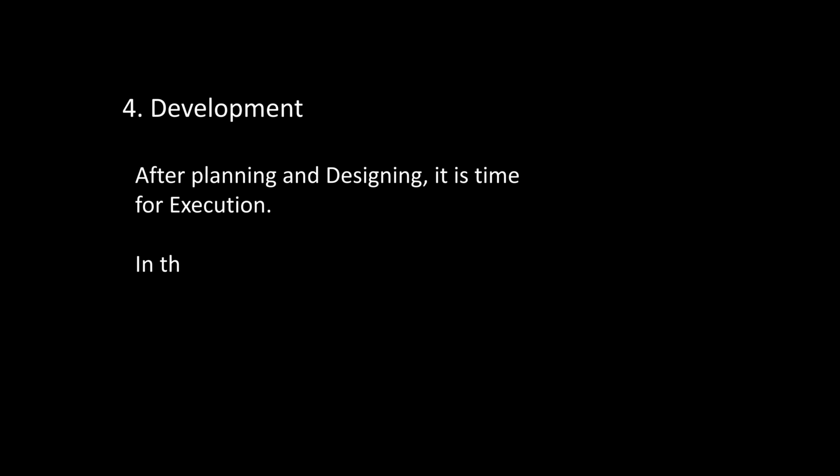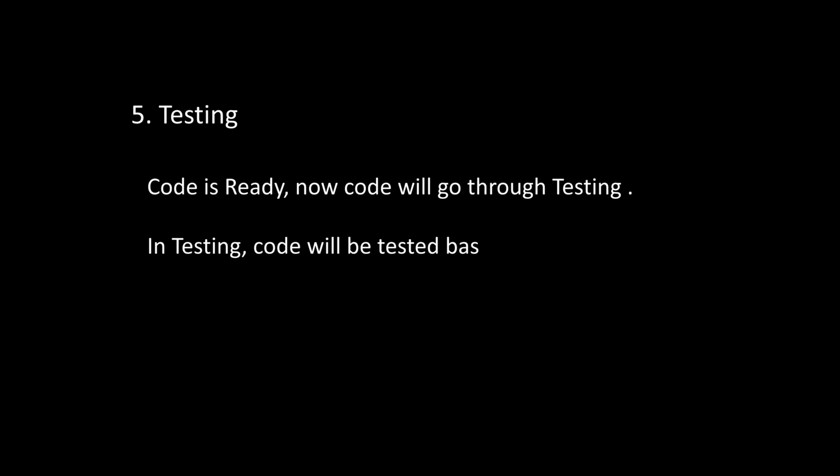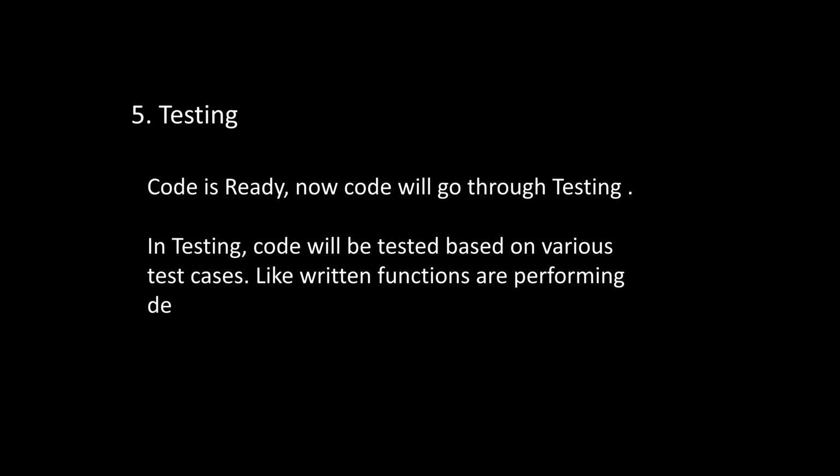The fourth phase is development. After planning and designing, it is time for execution. In this phase, actual coding is begun by the developers team based on the software design. Phase number 5 is testing. The code is ready. Now the code will go through testing. In testing, the code will be tested based on various test cases, like whether written functions are performing desired actions, whether the software is working as planned, and things like that.